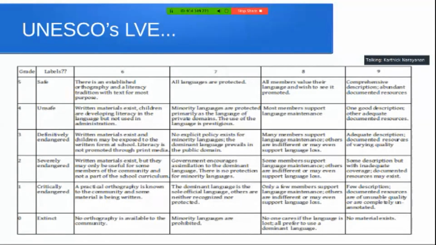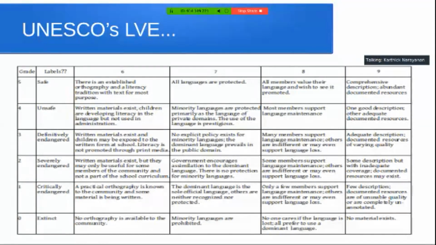And grade 0 is when minority languages are completely prohibited. This is something that we do not find in India, but there are quite a few nations which have this.